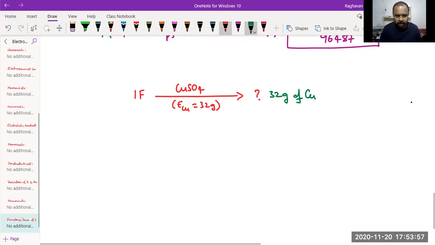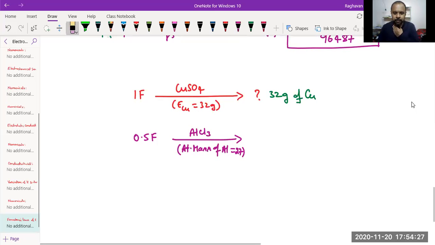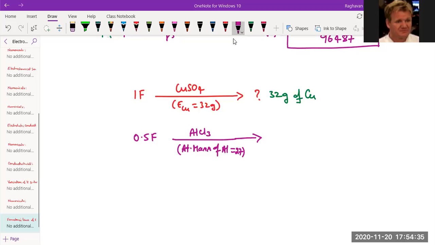Next, I want to pass 0.5 Faraday through aluminum chloride solution. This time I'll not give the equivalent mass. Be careful. I'll just give the atomic mass of aluminum, which is 27. 4.5 grams, sir. Sure?